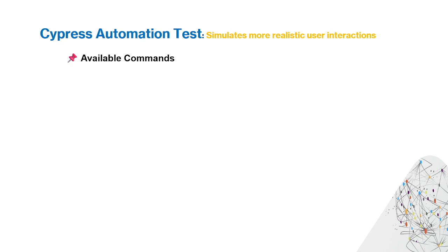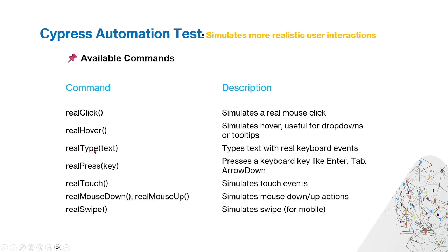Available commands: realClick simulates a real mouse click. realHover simulates hover, useful for drop-downs or tooltips. realType types text with real keyboard events. realPress presses a keyboard key like Enter, Tab, arrow down.